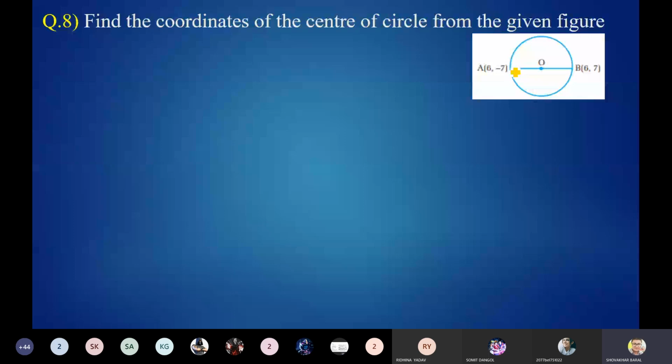As I discussed in earlier classes, this is the circle. This is the diameter, and these two are the endpoints of the diameter. Since the radii of a circle are equal, this O is the midpoint of the diameter. The center of the circle is the midpoint of the diameter, and since these are the opposite ends of the diameter, we can use the midpoint formula to find the coordinates of the center O. So let's solve it.